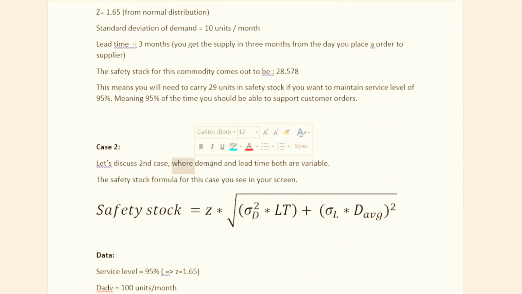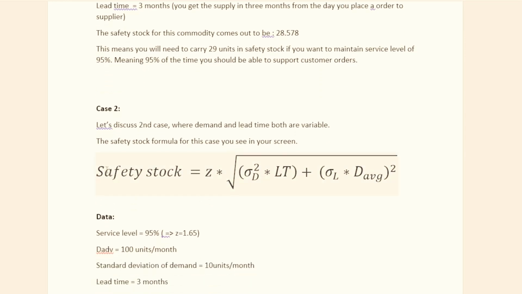In the second case, we have demand and lead time both variable. If that happens, then there's some modification you need to make in the safety stock formula. The formula that you see on your screen now is used in this case. Z times the square root of standard deviation of demand squared times lead time, plus standard deviation of lead time times average demand, squared, and then you take the whole square root.